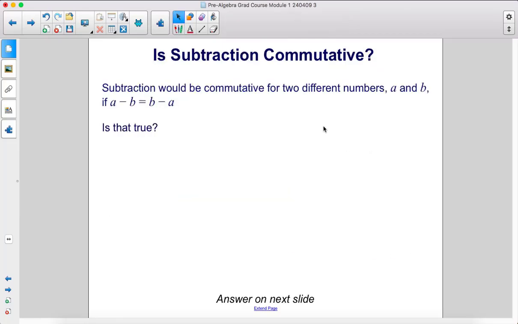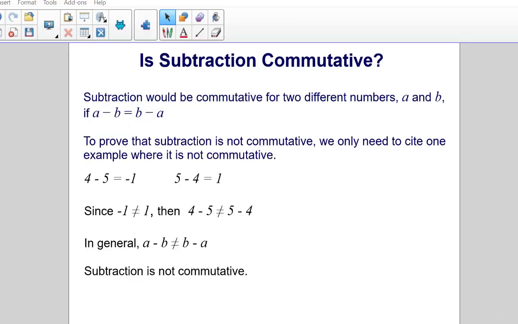Subtraction would be commutative for two different numbers a and b if a minus b equaled b minus a. Is that true? Well, let's try it. Let's assign a a value of 4 and b a value of 5. So a minus b, 4 minus 5, well, that equals negative 1. However, b minus a, 5 minus 4, equals positive 1. Since negative 1 does not equal 1, that means that 4 minus 5 does not equal 5 minus 4. And in general, a minus b does not equal b minus a. Subtraction is not commutative.